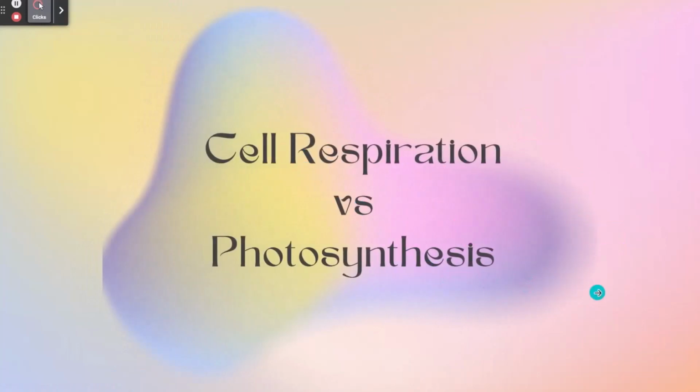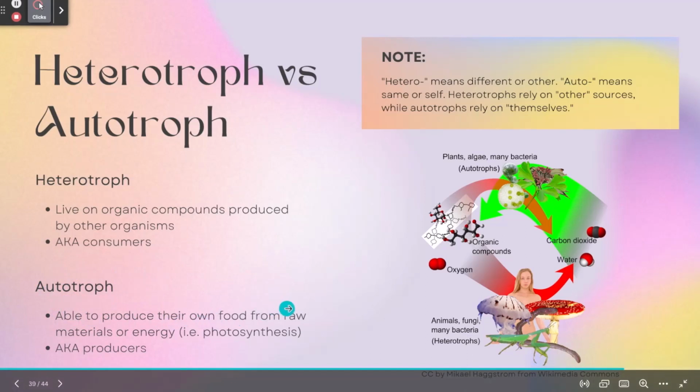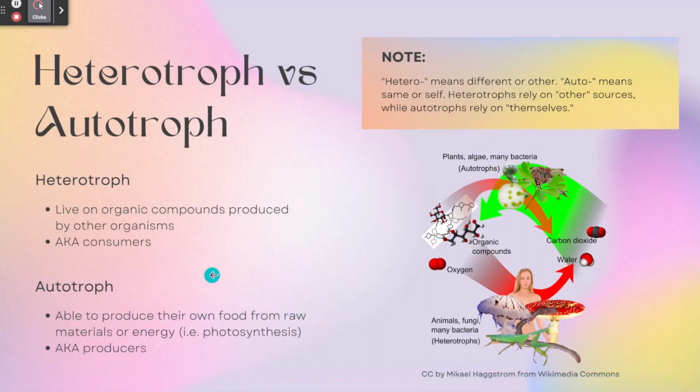So we'll be going over cell respiration versus photosynthesis. Before we go into that, we have to know what a heterotroph versus an autotroph is. A heterotroph eats organic compounds that are produced by other organisms, and they are also known as consumers. Autotrophs are able to produce their own food from raw materials or energy, such as through photosynthesis, and they are also known as producers. Most autotrophs are plants, algae, and bacteria, and heterotrophs include animals, fungi, and many bacteria.